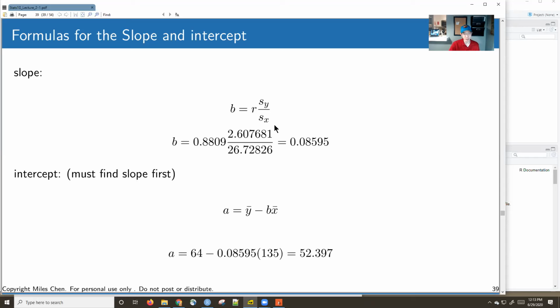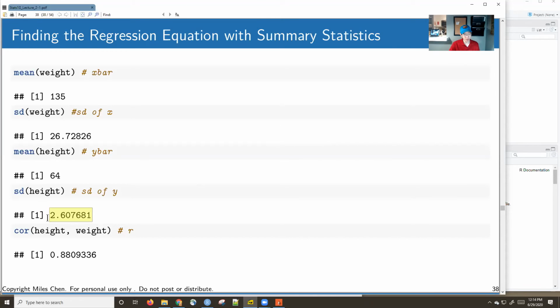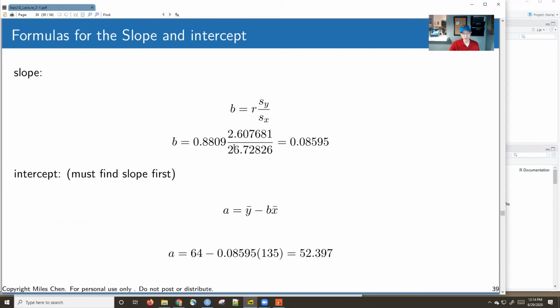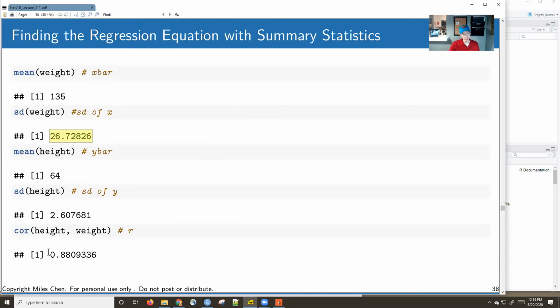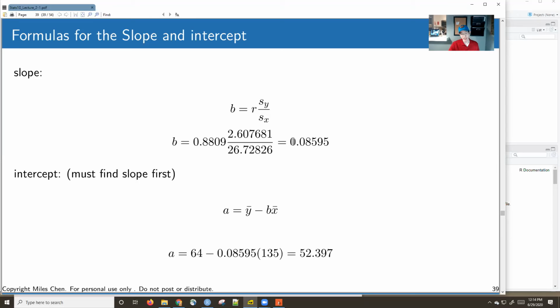Okay, but here's the slope. The slope is b, and it's the correlation times the standard deviation of y divided by the standard deviation of x. From the previous slide, the standard deviation of y is 2.607. Standard deviation of x is 26.7286. The correlation is 0.8809336. I just rounded that off a little bit. And so here our slope ends up being this, okay?